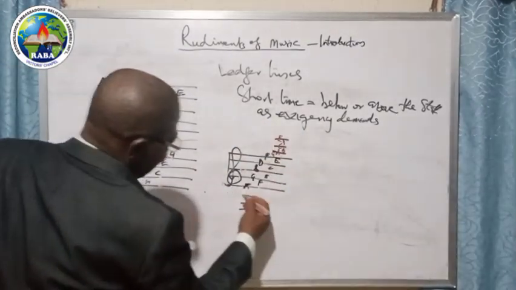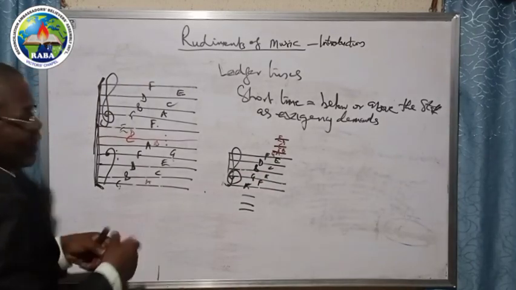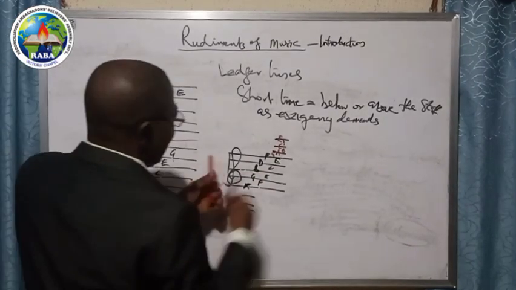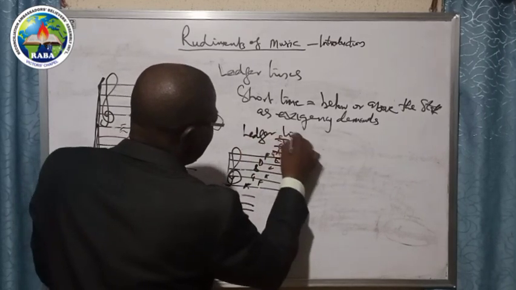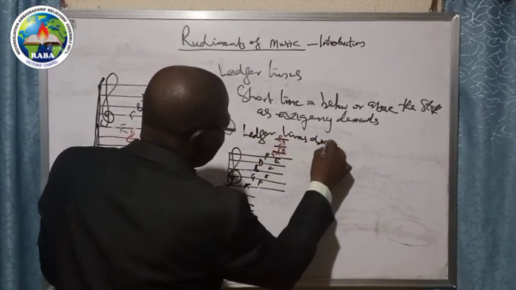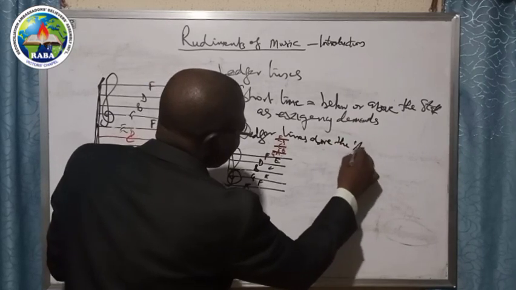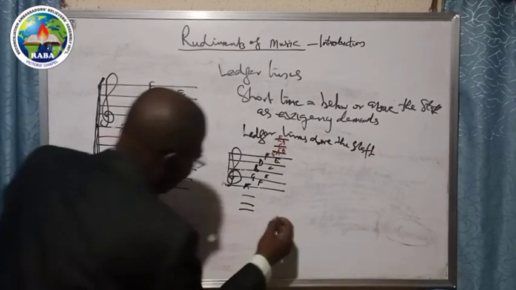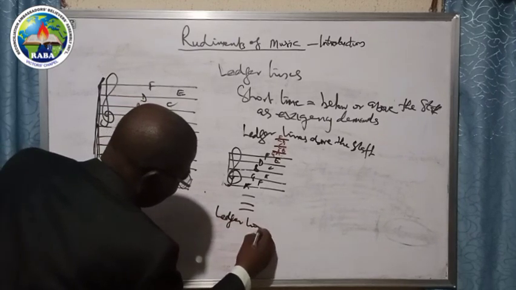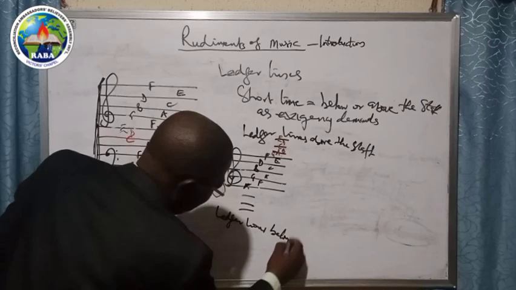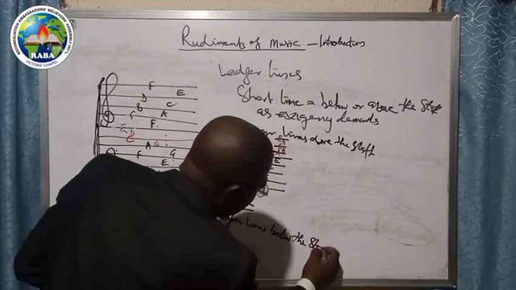Then quickly, to name the ledger line below, this is the ledger line above. Ledger lines above the stave. Then ledger lines below the stave. Okay.